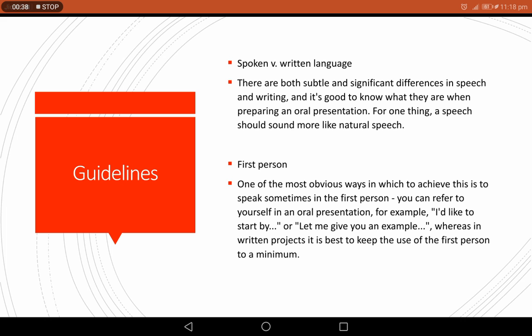One of the most obvious ways to achieve this is to speak sometimes in the first person, that is, I. You can refer to yourself in an oral presentation, for example, by saying, I would like to start by, or you can also use the line, let me give you an example. But in written projects, it is always best to keep the use of the first person to a minimum.